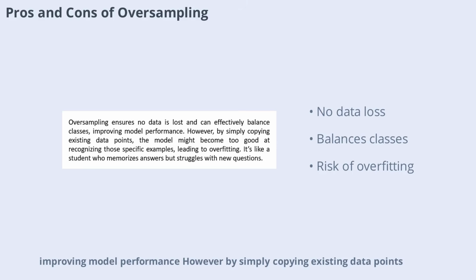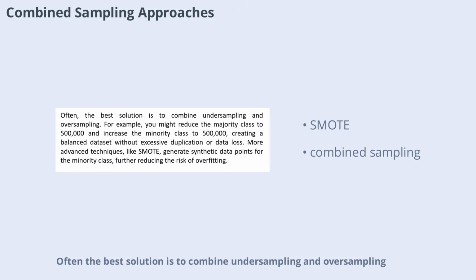However, by simply copying existing data points, the model might become too good at recognizing those specific examples, leading to overfitting. It's like a student who memorizes answers but struggles with new questions. Often the best solution is to combine undersampling and oversampling. For example, you might reduce the majority class to 500,000 and increase the minority class to 500,000, creating a balanced dataset without excessive duplication or data loss.